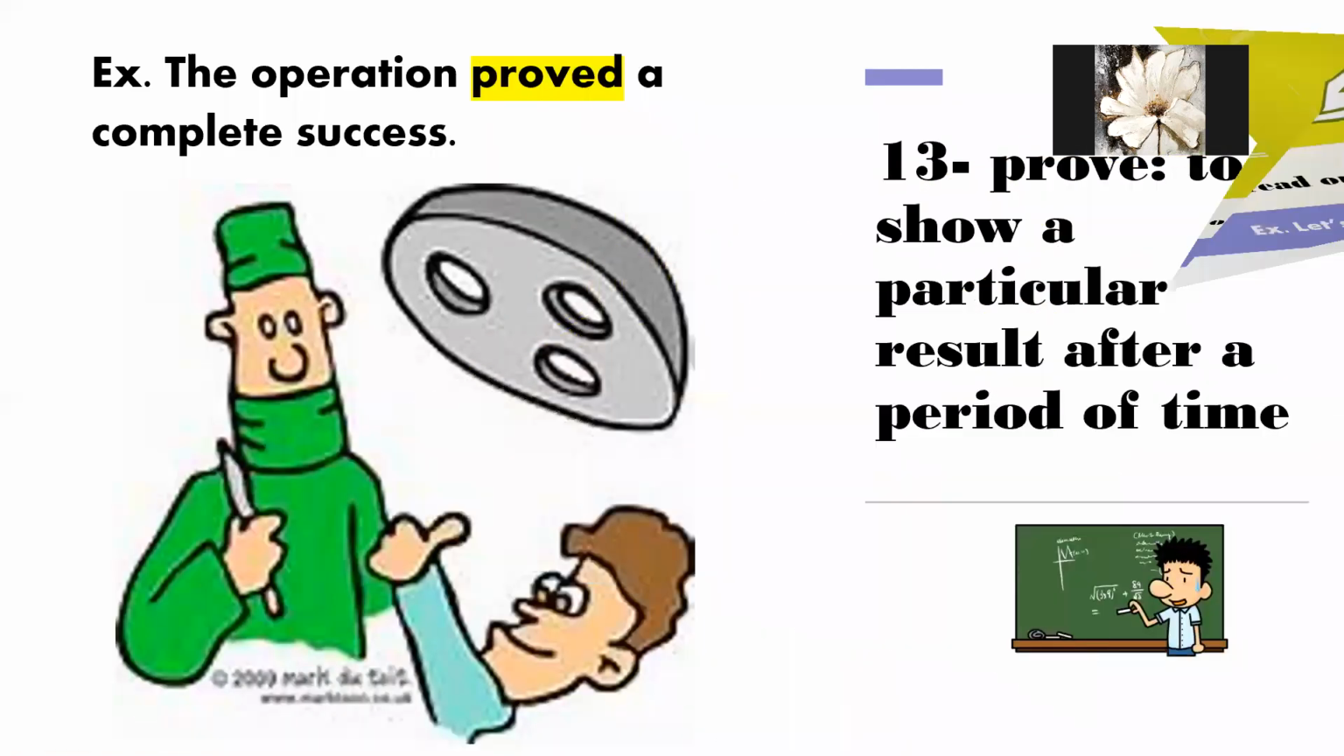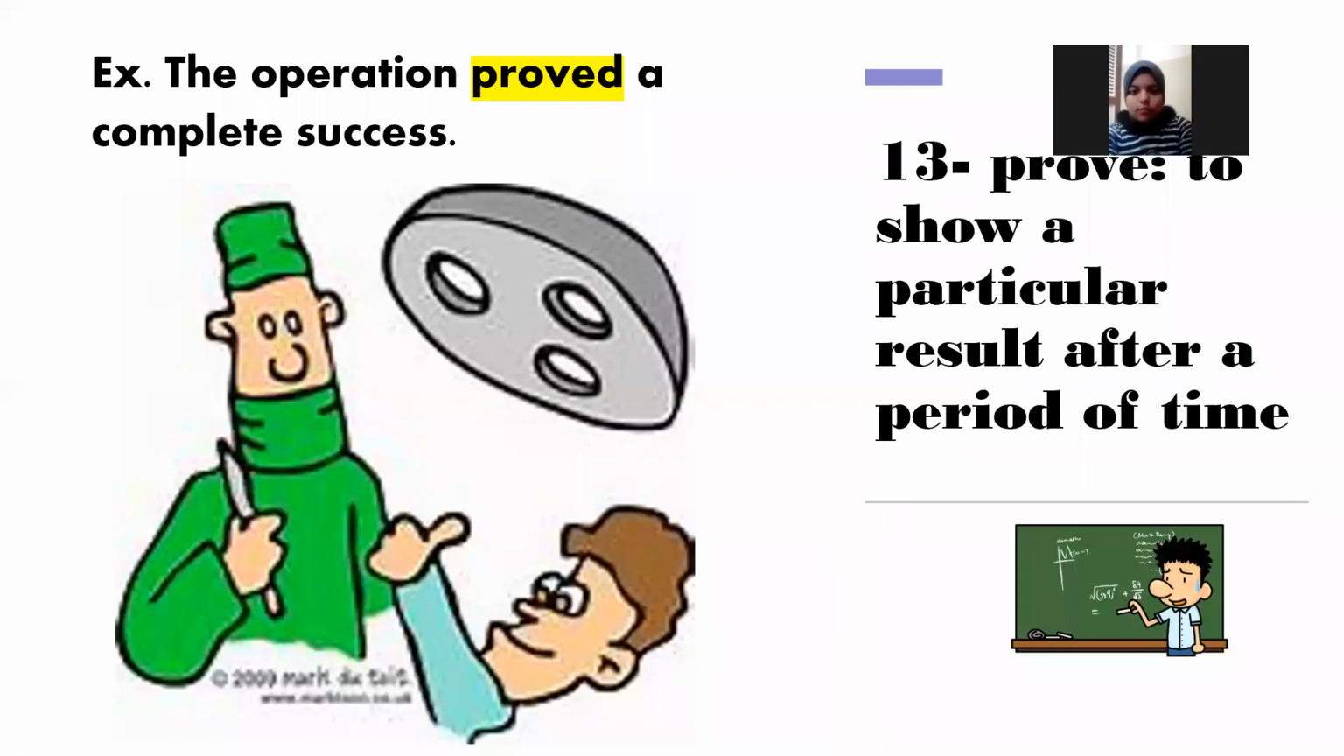And this word is also important, the word prove. What does prove mean? Prove means it shows us a specific result. As you see here, the operation proved a complete success, meaning it showed us that it succeeded. Sometimes you hear the math teacher say to you, prove to me the answer of this equation, right? It means show me the answer as a specific result. This is called prove.